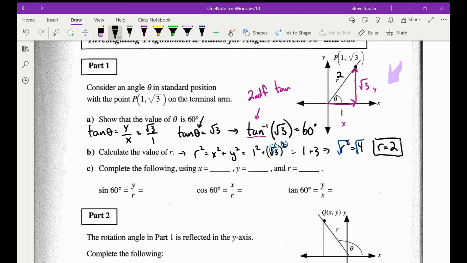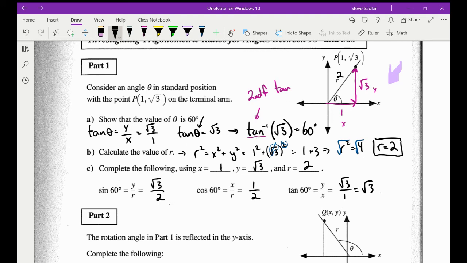So now we know that x is 1, y is root 3, and r is 2. So the sine of 60 is going to be root 3 over 2. The cos of 60 is going to be x over r, which is 1 over 2. And tan of 60 is going to be y over x. So root 3 over 1, or just root 3 if you want.